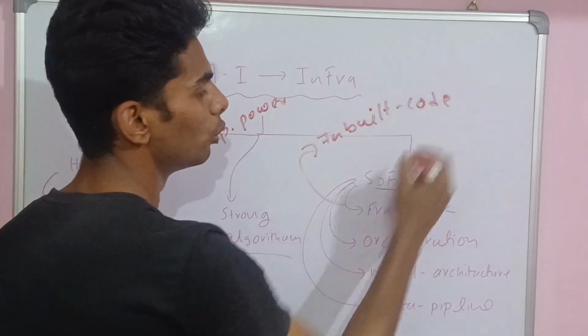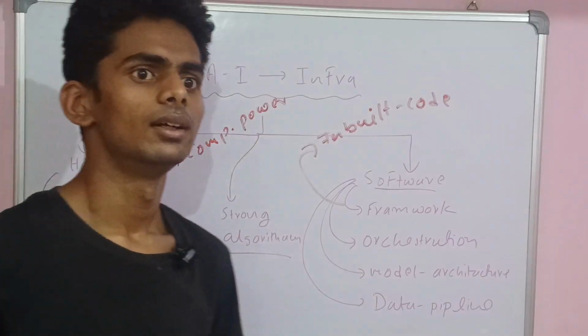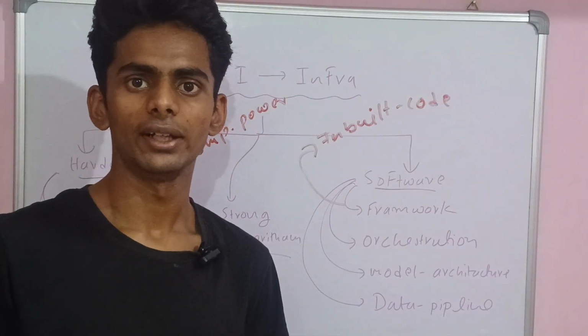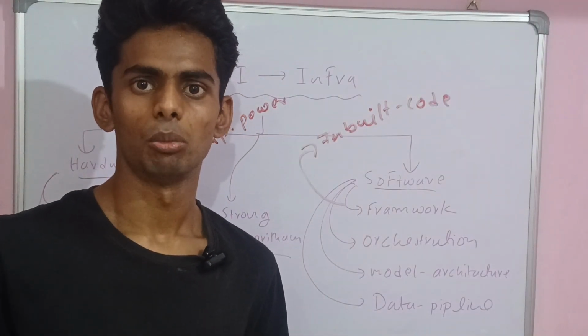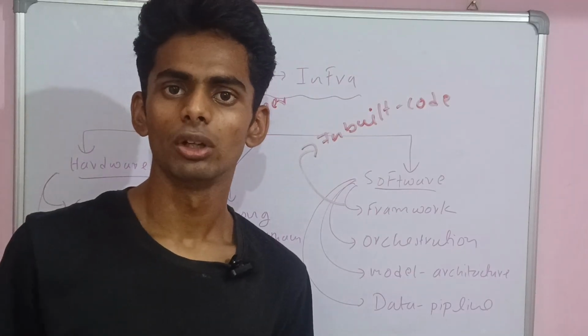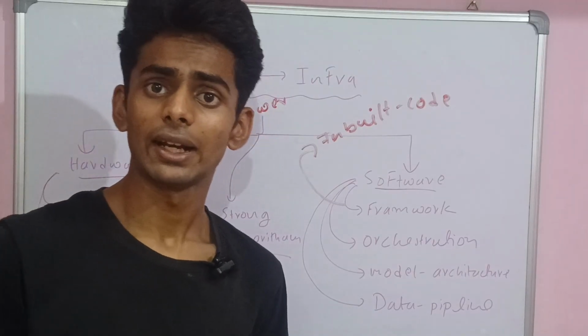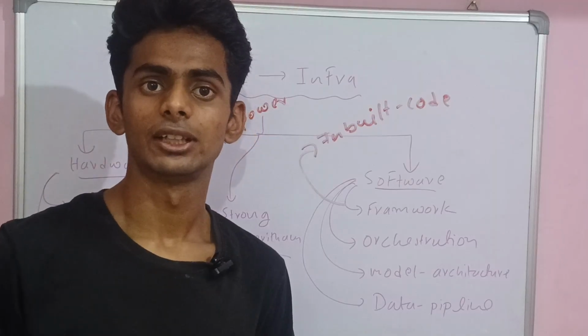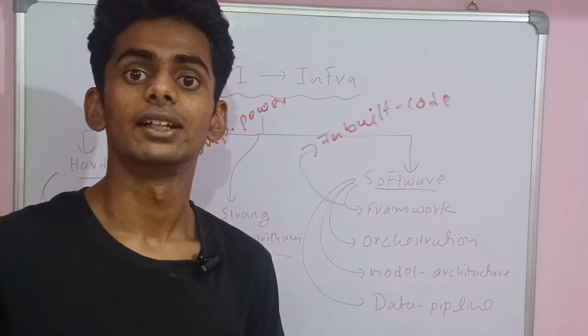So it is inbuilt code. For example, when you write 100 lines of code for training an algorithm, instead of writing 100 lines, can you write 10 lines of code, just replacing it, and get the same output?